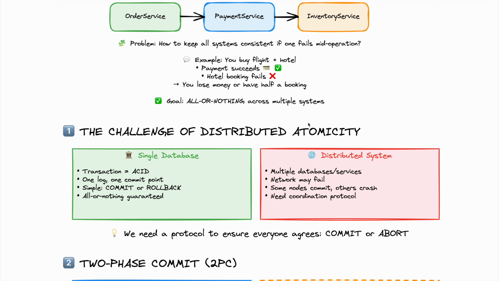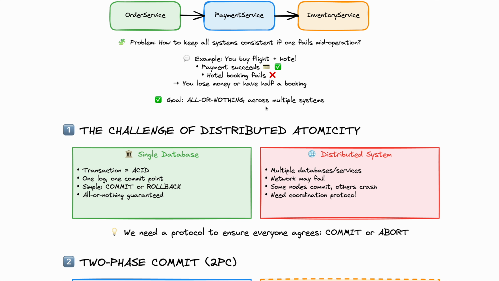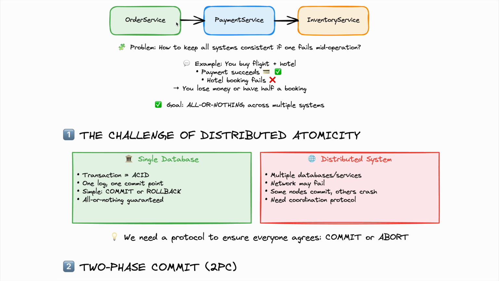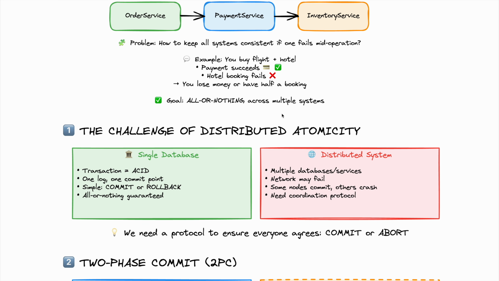So the goal is all or nothing. If our transaction goes to multiple systems, as in the case of the e-commerce or the travel booking, then in that case we need to cancel the whole operation.